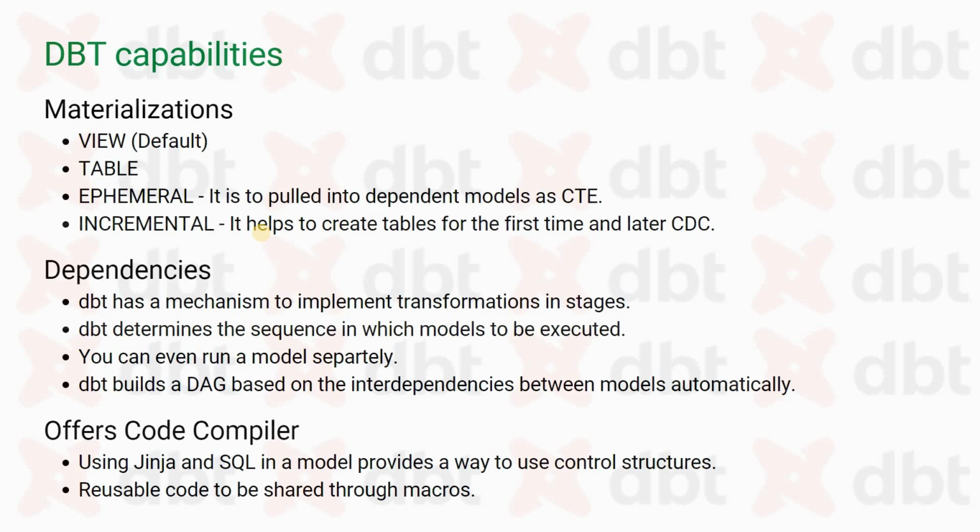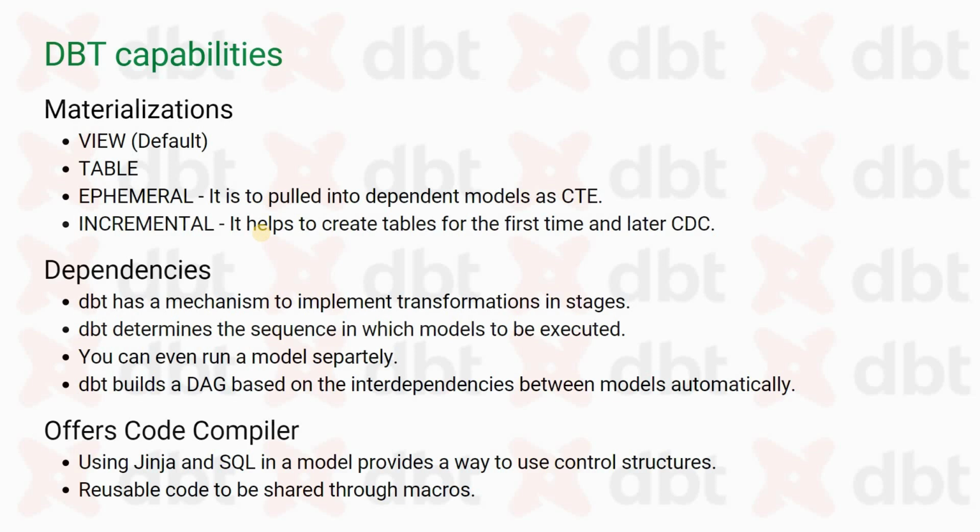Third one is ephemeral. It means DBT creates a named subquery. Later, you can use that named subquery wherever you want. It is very helpful for templatizing our ETLs. And the next one is incremental. In this case, DBT first creates a table and populates that table with the result of the select query you have given. From the next time onwards, it will continuously append the data to the table. This mechanism works when you are loading daily snapshot data into tables. Using this materialization, we can implement CDC instead of appending all the records into the table.